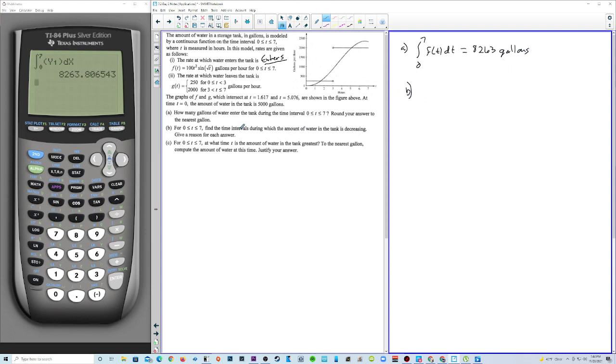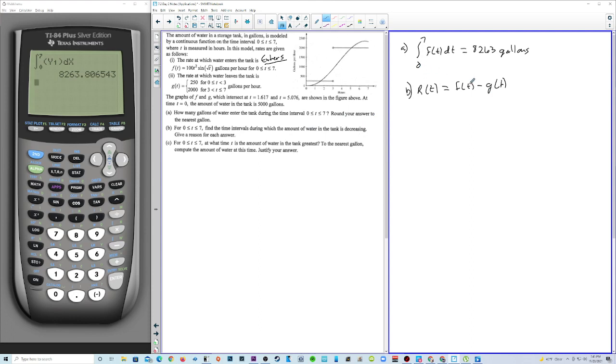B. For 0 to 7, find the time intervals in which the amount of water in the tank is decreasing. Give a reason for each answer. All right, well, the rate at which the amount of water in the tank is changing is equal to f of t minus g of t. F of t is the rate at which the water enters, and g of t is the rate at which the water leaves. Find the times the water in the tank is decreasing.